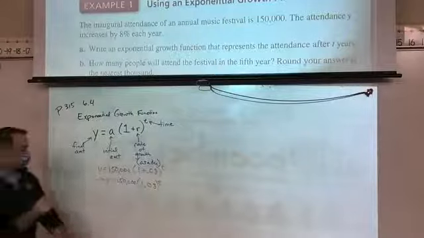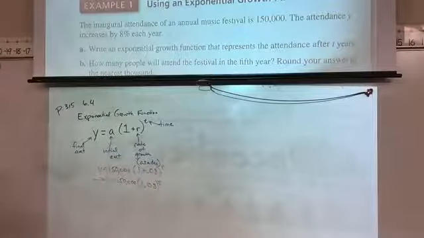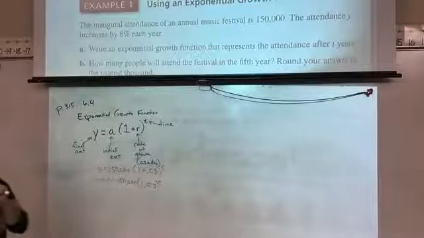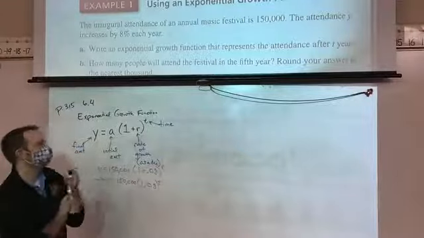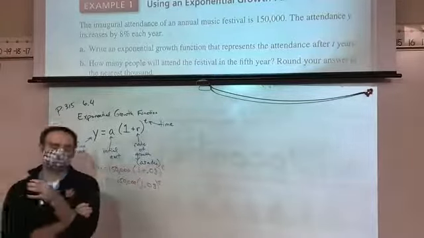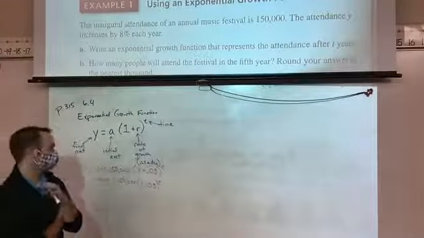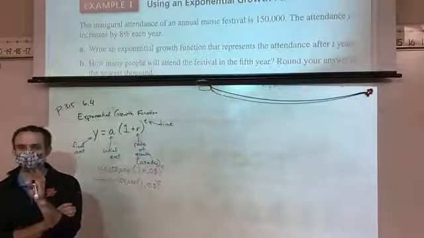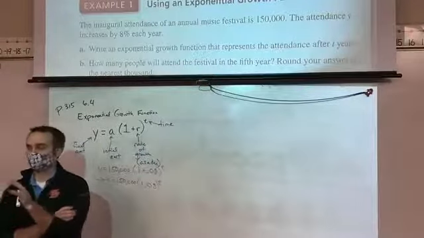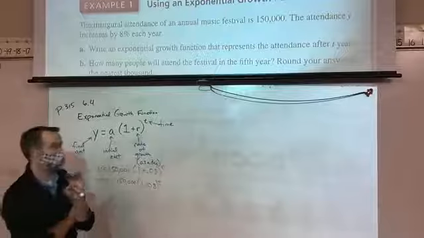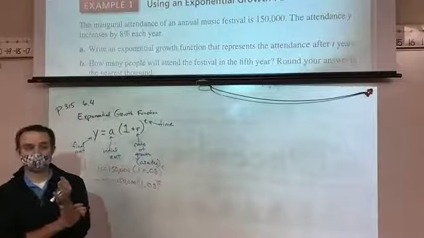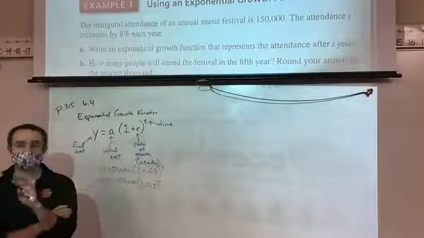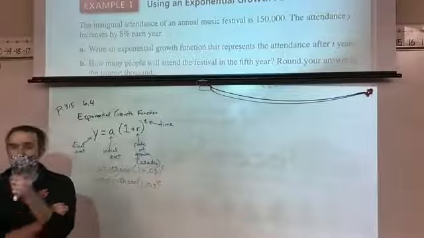And I'm going to pause you right there because this is actually kind of a tricky question. It kind of tricks us here. Because it says in the 5th year, and I would say 99 to 100% of us are going to put 5 in for T. And T shouldn't be a 5 in this situation, unfortunately. T is going to end up being 4. Let's take a look at why.